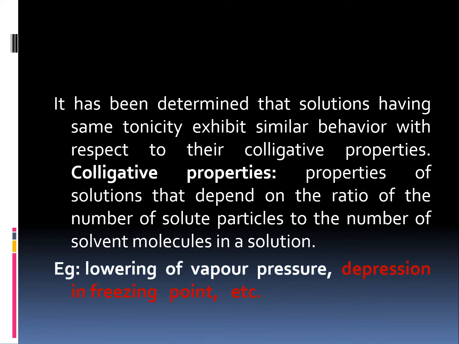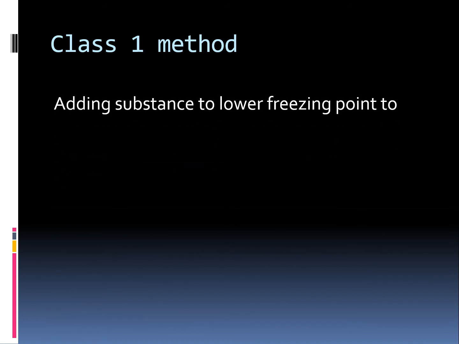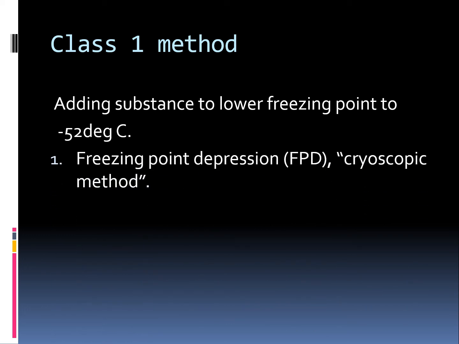Examples, as we had seen earlier, are lowering of water pressure and depression in freezing point. They have been again divided into two methods, class 1 and class 2. So what is the class 1 method? Here a substance is added to lower the freezing point to minus 52 degrees Celsius, because our body fluids have a freezing point of minus 52 degrees Celsius. That is, depression in freezing point is minus 52 degrees Celsius. It is also known as the freezing point depression or cryoscopic method.